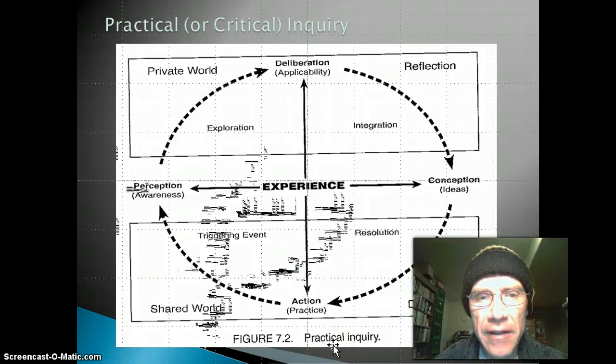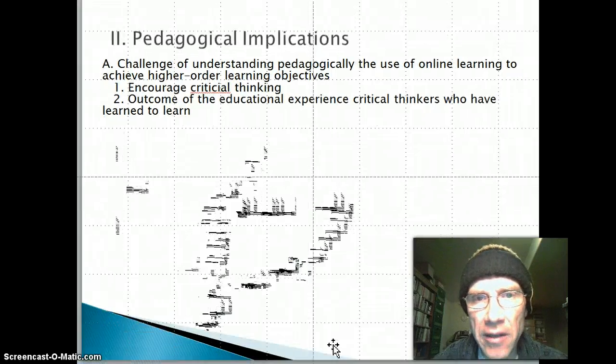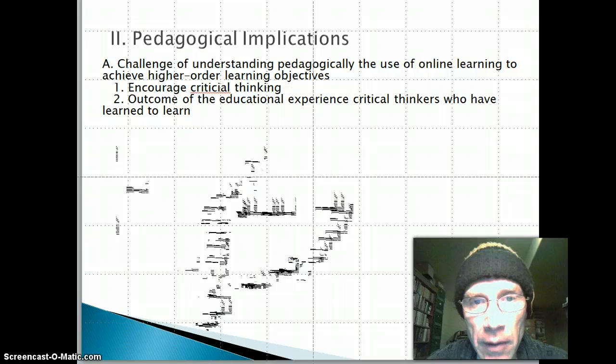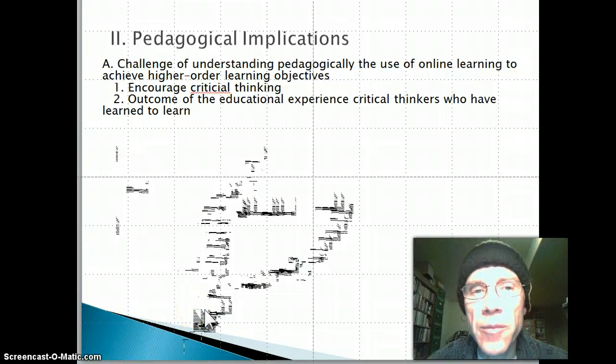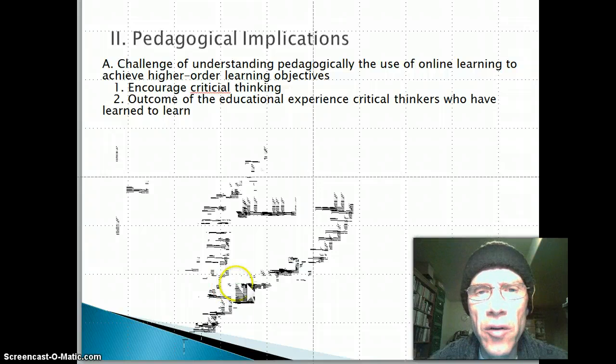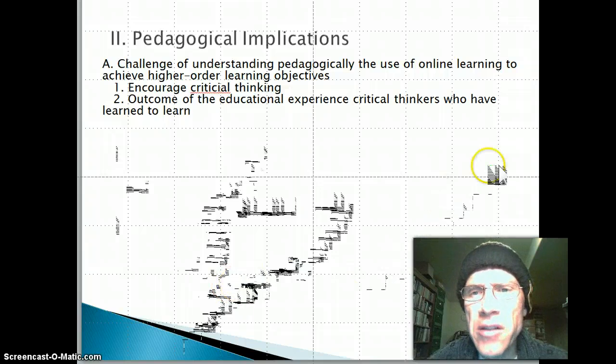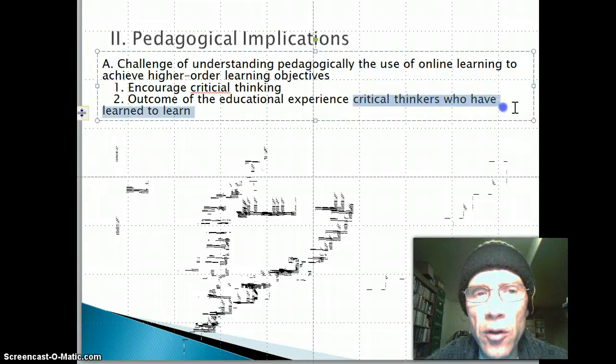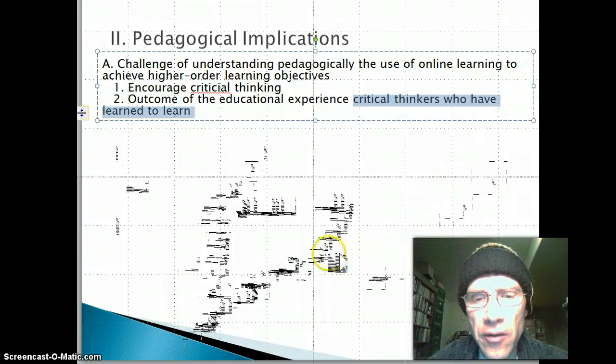Having defined the model now, let's move on to the pedagogical implications. First, we have the challenge of understanding the use of online learning in order to achieve higher order learning objectives. This involves critical thinking and especially developing learners, or the ability within learners to learn to learn. This is very fundamental to Garrison's philosophy.